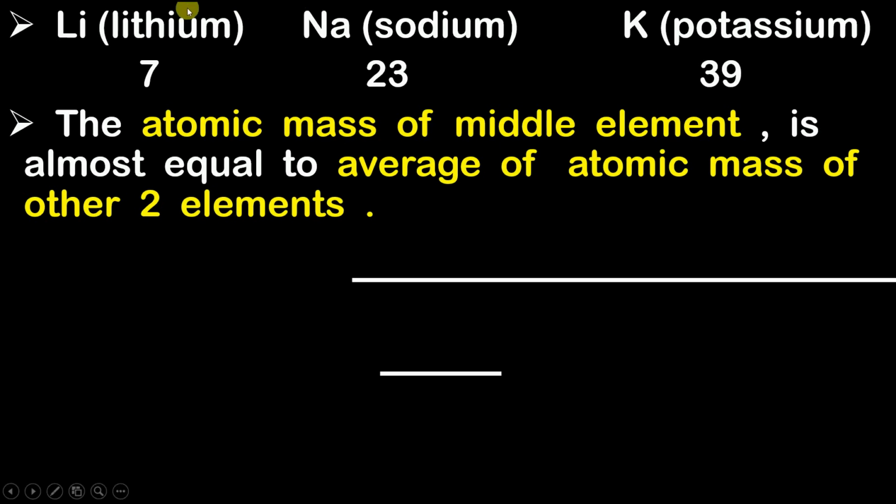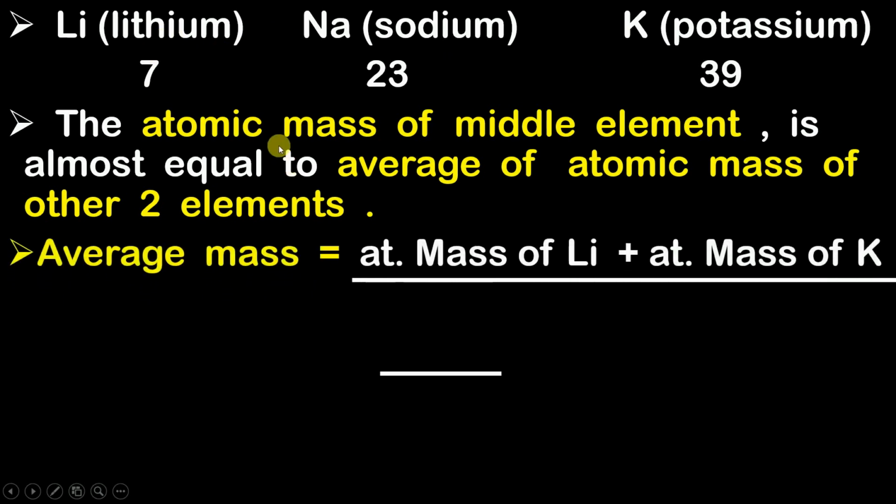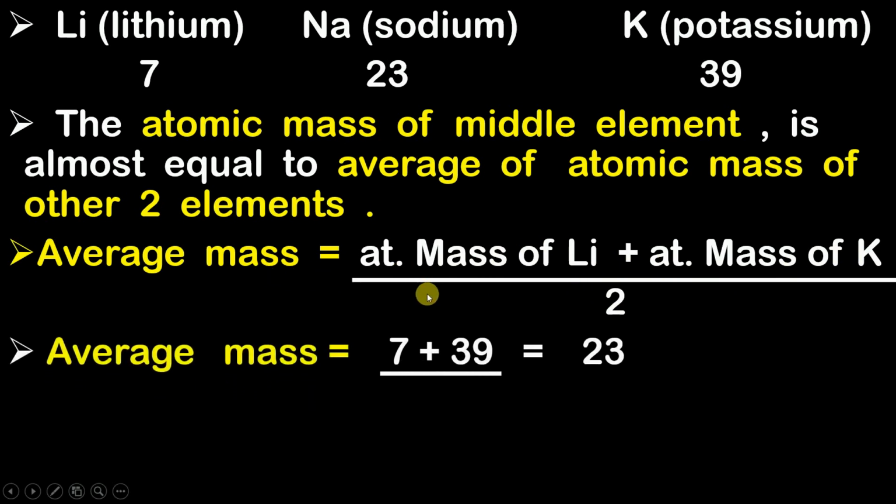So how can we find the average of the atomic masses of lithium and potassium? Simply by adding the atomic mass of lithium and the atomic mass of potassium and dividing by 2, we get the average. I hope you all know this basic math, guys. Since we are adding the masses of two atoms, lithium and potassium, we divide by 2. So the average mass comes out to be 7 plus 39 divided by 2, which is 23.